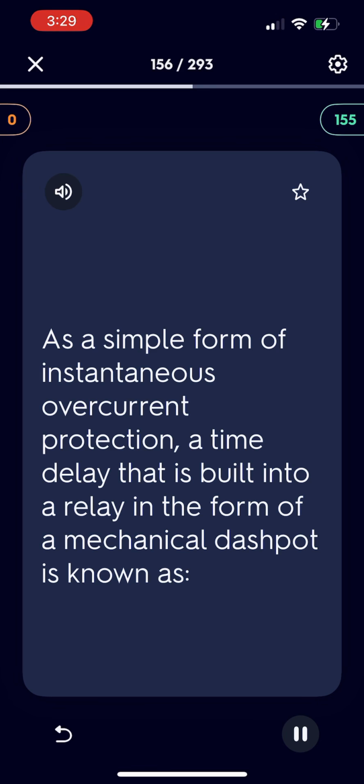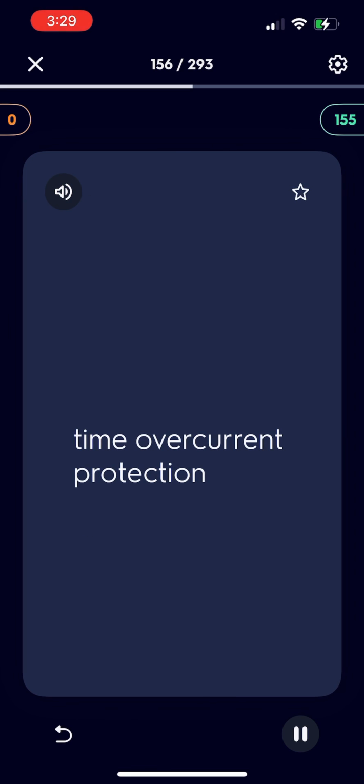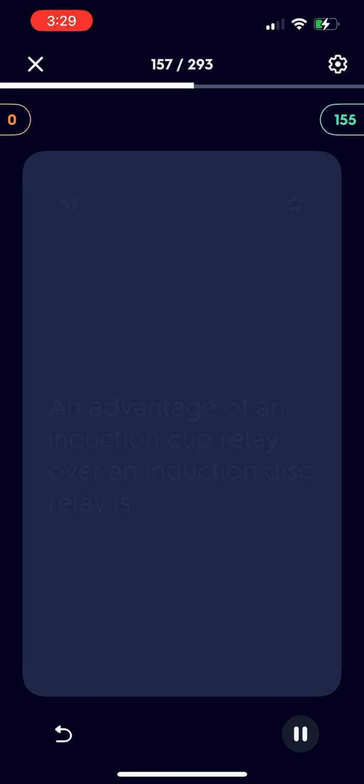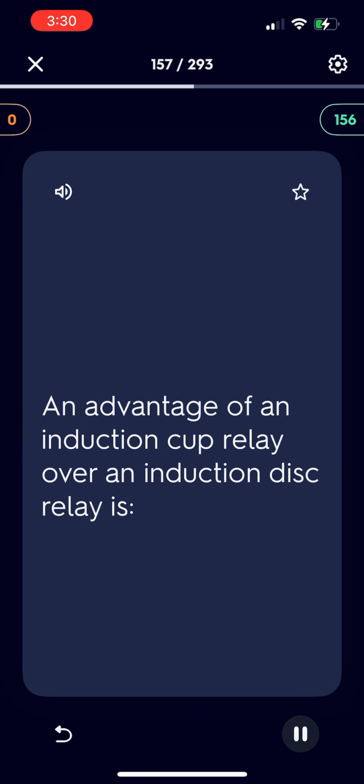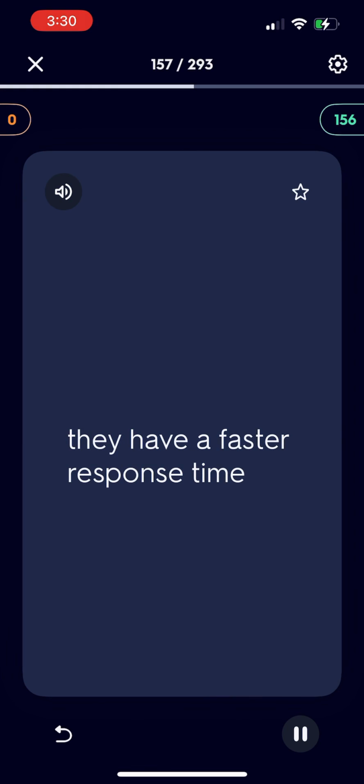As a simple form of instantaneous overcurrent protection, a time delay that is built into a relay in the form of a mechanical dashpot is known as time overcurrent protection. An advantage of an induction cup relay over an induction disc relay is they have a faster response time.